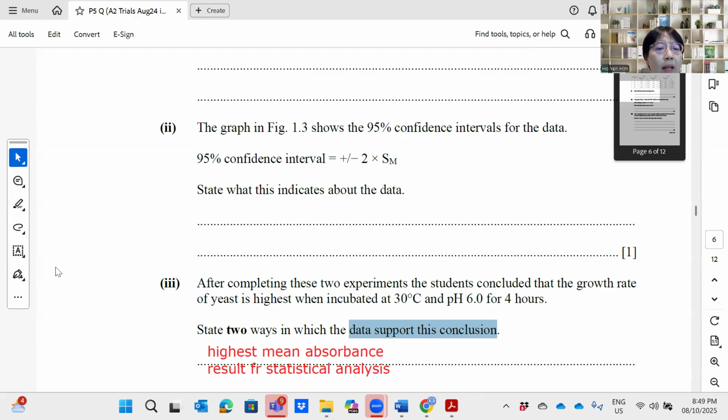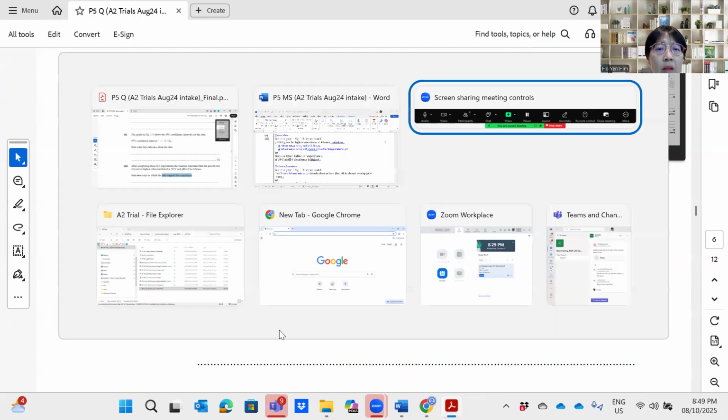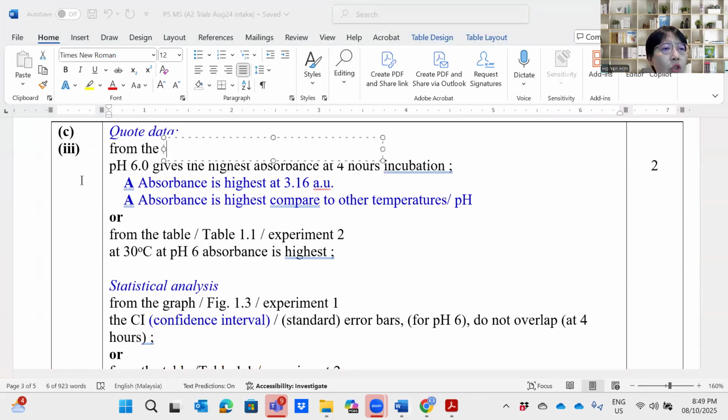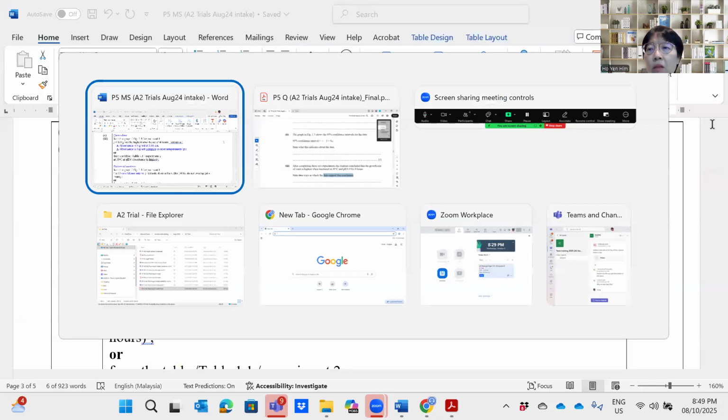The conclusion is valid. You cannot validate unless you got statistical analysis. First, you must have mean value to show which is highest and lowest. So marking point says that, so we start from the graph. So from the graph, okay, it shows that pH 6 will give the highest absorbance at 4 hours incubation. Okay, pH 6, and also you can quote that the highest absorbance is 3.16 AU at pH 6.